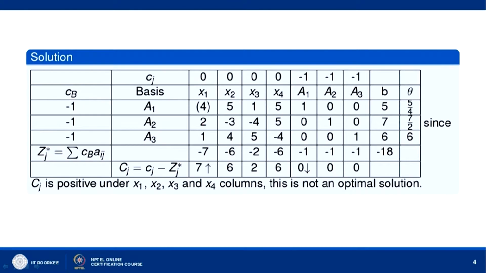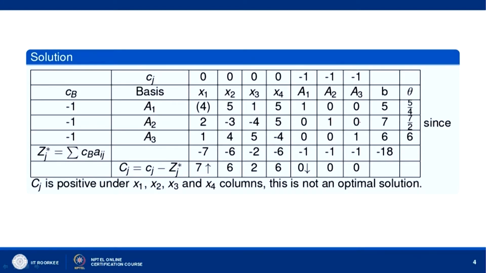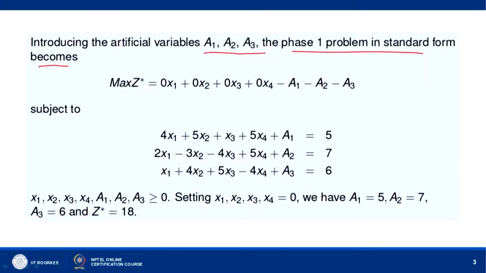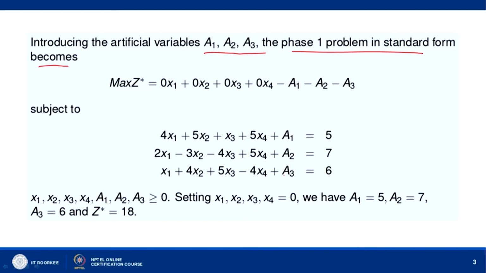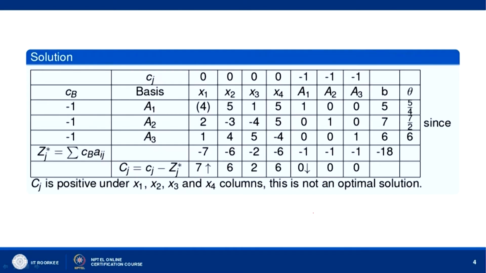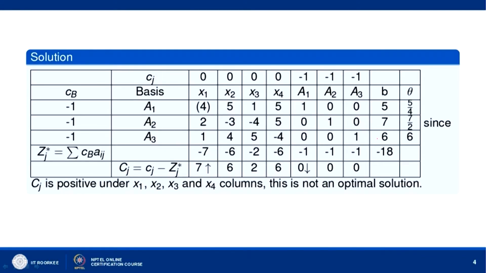And then in the second equation the coefficient of x1 is 2, coefficient of x2 is minus 3, coefficient of x3 is minus 4, coefficient of x4 is 5, coefficient of a1 is 0, coefficient of a2 is 1, coefficient of a3 is 0, and then the constant on the right side is 7. Similarly, in the third equation, the coefficient of x1 is 1, coefficient of x2 is 4, coefficient of x3 is 5, coefficient of x4 is minus 4, the coefficients of a1 and a2 are zeros, and coefficient of a3 equal to 1, and the constant is 6.